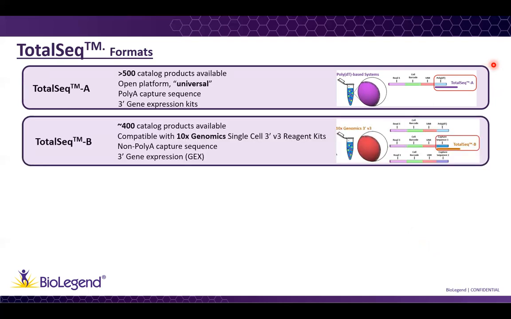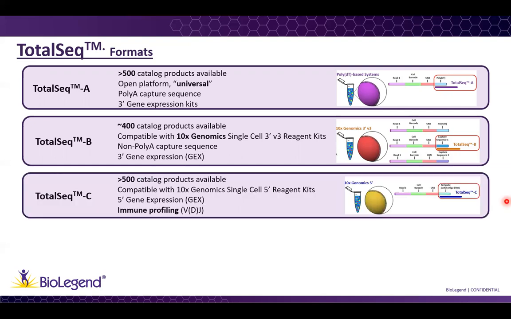Then we have TotalSeq B antibodies. These antibodies are compatible with 10x Genomics single-cell 3' kits. The capture of oligos in this case does not depend on the poly-dT sequence, but instead it relies on a specific capture sequence present in the 10x Genomics gel bead. Then we have TotalSeq C antibodies that are formulated to work specifically with 10x single cell 5' immune profiling kits. Capture of TotalSeq C oligos is dependent on the template switch oligo or TSO found in the 10x immune profiling beads. The TSO adds a common 5' sequence to full-length cDNA that is used for downstream cDNA amplification.